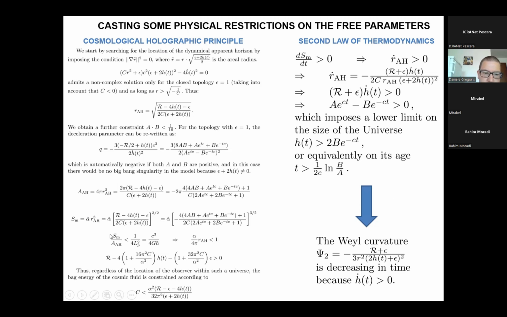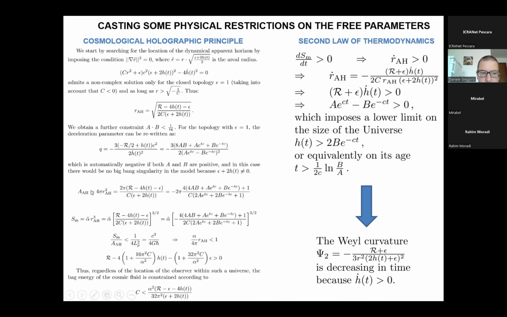the entropy of a matter field inside the dynamical apparent horizon should be bounded above by the horizon area itself in units of 4. So you see the Hawking-Bekenstein is just this condition maximized. And so we find the location of the dynamical apparent horizon imposing this condition for the radius. We solve the algebraic equation. Interestingly, we found that a dynamical apparent horizon in this space-time can exist if and only if the deceleration parameter is negative.